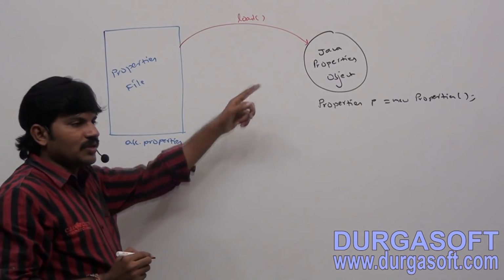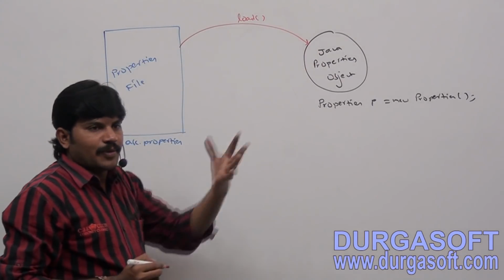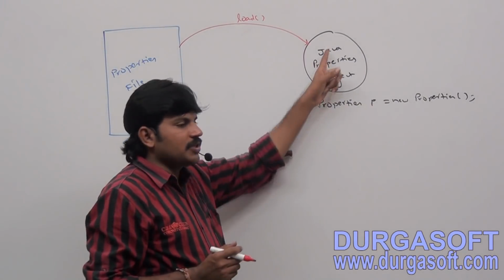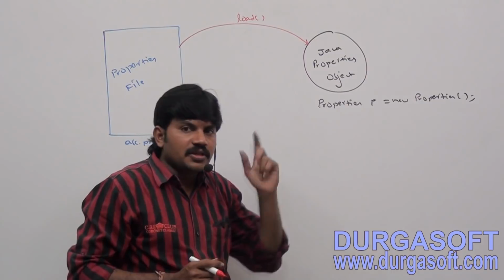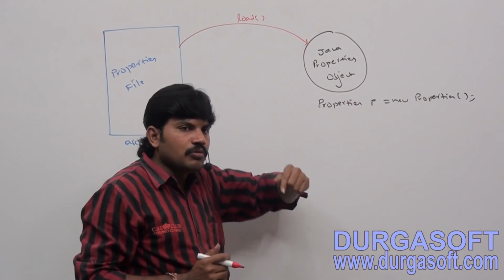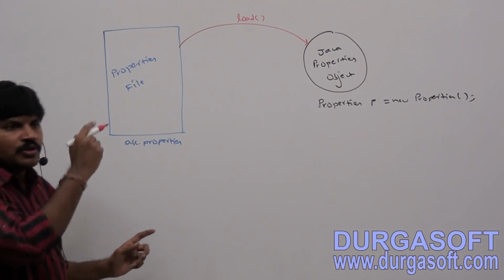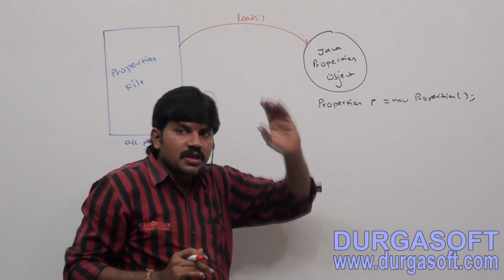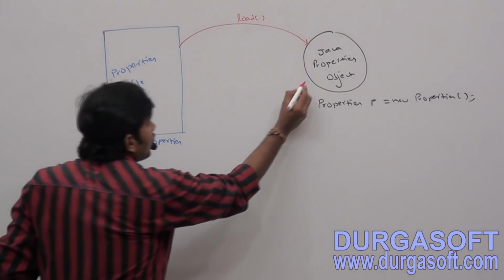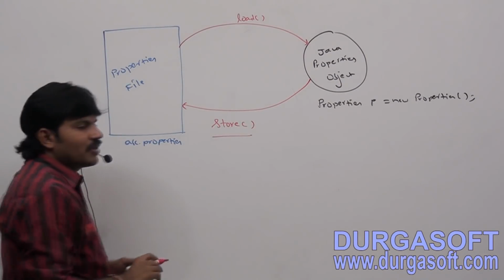p.load loads all properties coming from the properties file into the Java properties object. Suppose I performed some change in the properties object. I added some new property, I changed some property value. At the end, these changes should be stored in the properties file. Reverse operation also. If you perform any change in the properties object, these changes should be reflected in the properties file also. For that, store is the method. Total two methods.